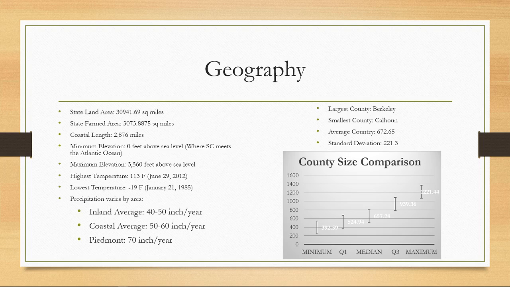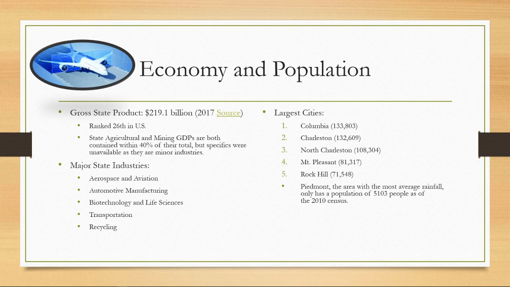Its precipitation varies by area, and so inland you get about 40 to 50 inches a year. Your coastal average is closer to 50 or 60, and then in Piedmont, which is a small part of a metropolitan area, they get actually 70 inches. The largest county is Berkeley, the smallest county is Calhoun, and the average county size is 672.65 square miles.